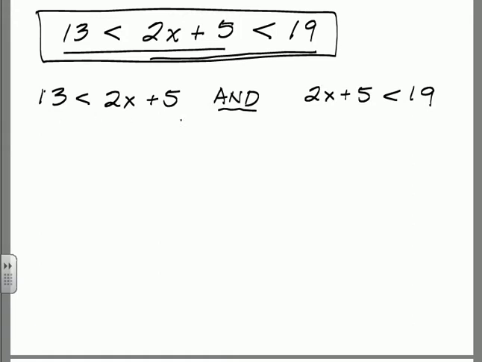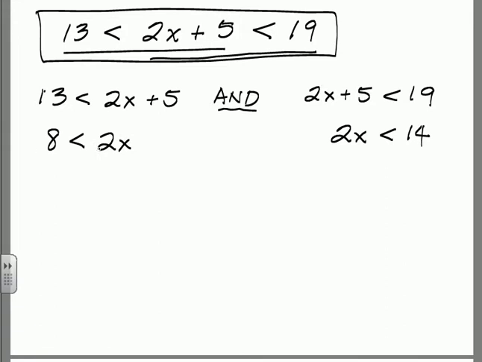So if we take a look at this first one, 13 less than 2x plus 5, what are we going to do to get x by itself? Well, we're first going to subtract 5 from both sides, and that's going to give us 8 less than 2x. What are we going to do over here on the other inequality to solve for x? Subtract 5 from both sides. So again, I'm subtracting 5 from both sides to give me 2x less than 14.